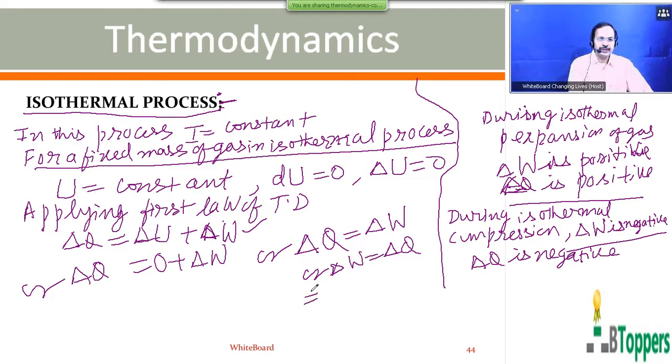So if you multiply both sides of the equation with a minus sign, minus delta W is equal to minus delta Q. That means delta Q is negative, meaning heat energy is lost by the gas. So work done on the gas during the isothermal compression will be equal to the heat energy lost by the gas to the surroundings. For example, if 100 joules of work is done on the gas in compressing it in isothermal compression, exactly 100 joules of heat energy will flow from the gas into surroundings.